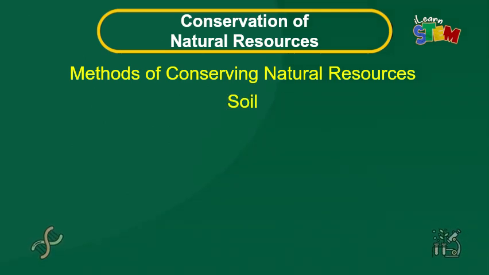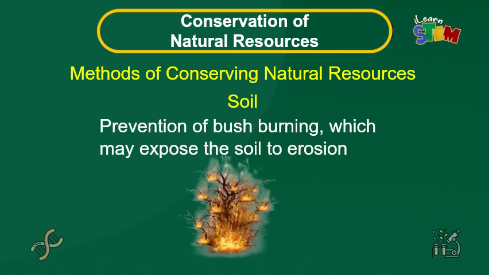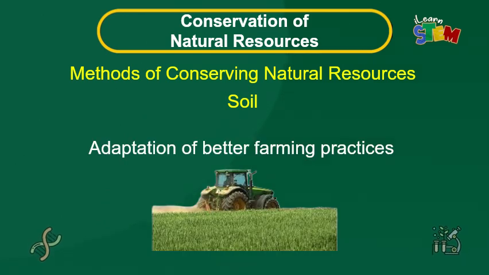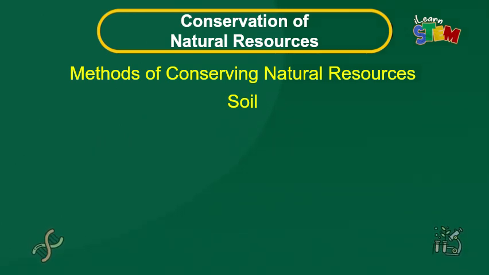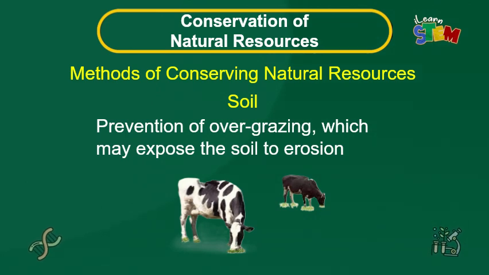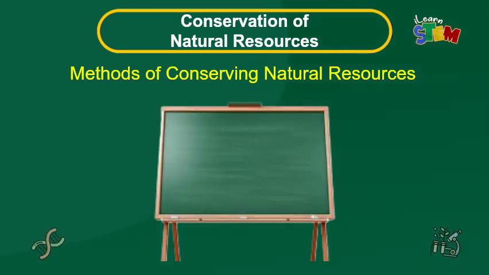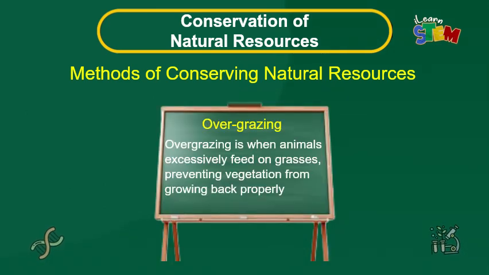Soil can be conserved by: 1. Prevention of bush burning, which may expose the soil to erosion. 2. Adaptation of better farming practices. 3. Prevention of overgrazing, which may expose the soil to erosion. In case you are wondering what overgrazing means, I will explain. Overgrazing is when animals excessively feed on grasses, preventing vegetation from growing back properly.